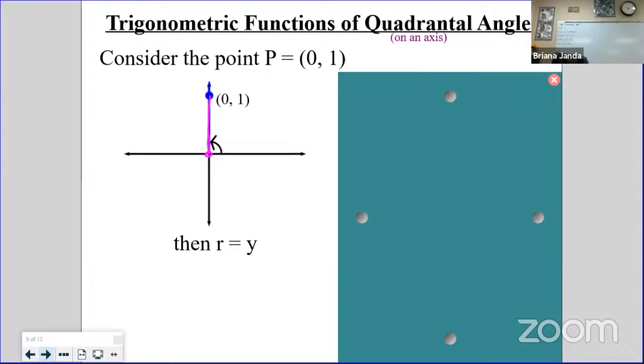Because we don't have a triangle if it falls on an axis, ever. And so what happens is our R value, which was our hypotenuse, will always equal whichever right, left, up, or down that we actually did travel away from the origin, because again, that R refers to the radius of the circle drawn through that point.